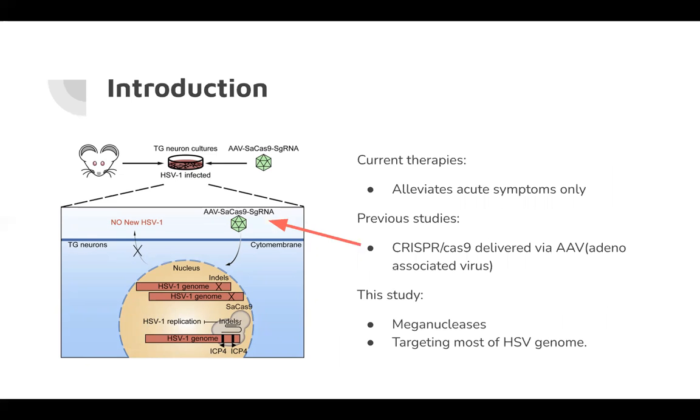Previous studies using Cas9 delivered by adeno-associated viruses resulted in very low levels of gene editing. So the researchers of this study wanted to improve on that by replacing CRISPR-Cas9 with meganucleases. They simultaneously targeted different areas within the HSV genome, and they added more meganucleases relative to the HSV infected cells. With that, they hypothesized that using meganucleases instead of Cas9 and improving distribution and compatibility of AAV vectors would result in an increase in HSV editing.